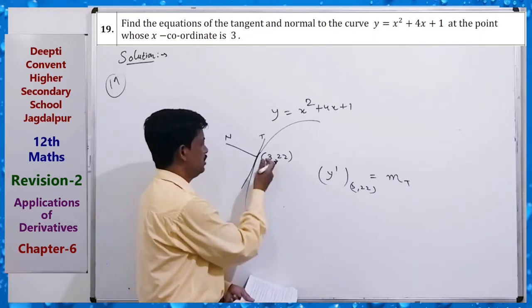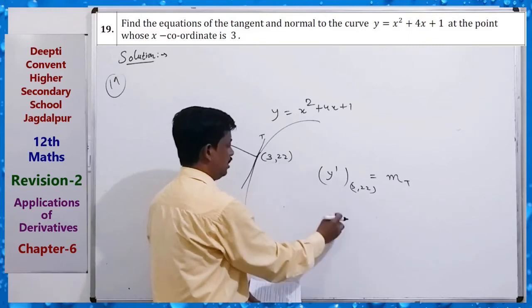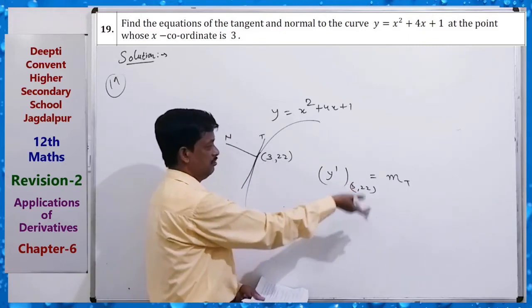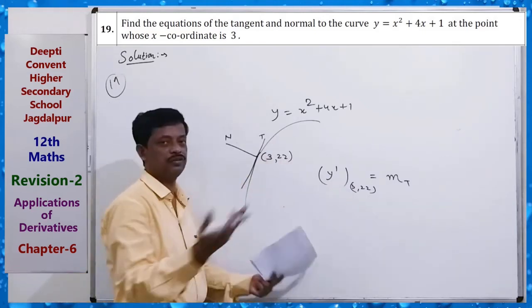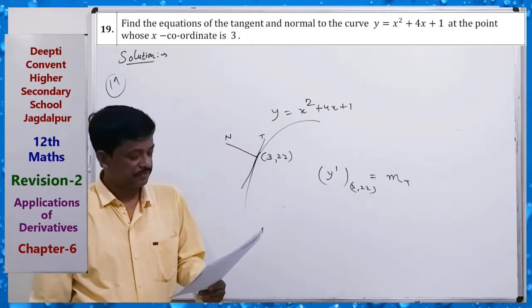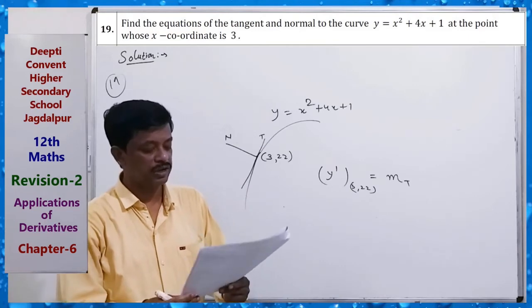y minus y1 equals slope times x minus x1. And the slope of the normal will be the inverse with a minus sign, and the point will be this. Then you can find the equation of normal. Okay.